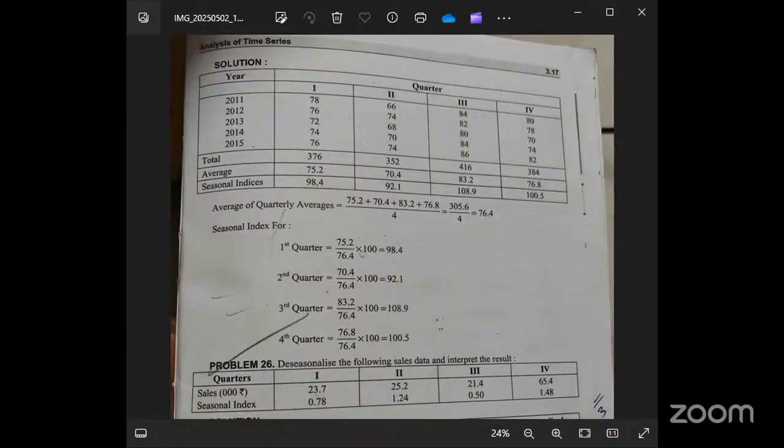How will you calculate the seasonal index? For the first quarter, it is the quarterly average divided by the average of quarterly averages, into 100. So 75.2 by 76.4 into 100. So we get the seasonal index of the first quarter.